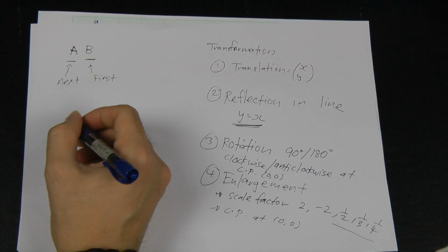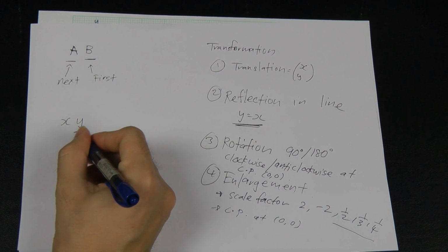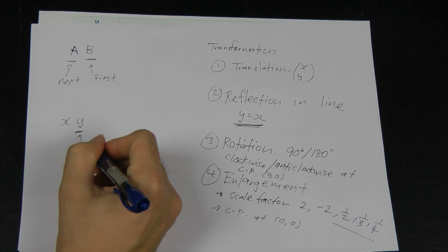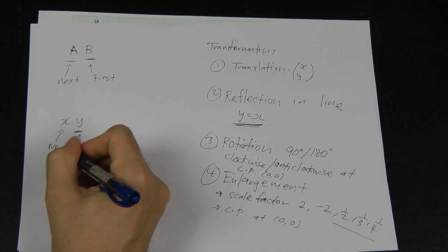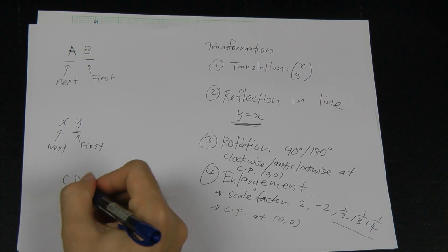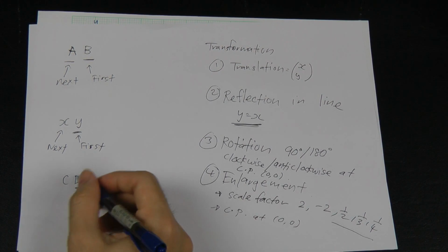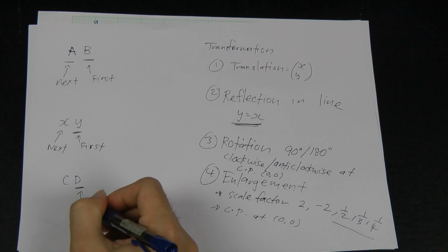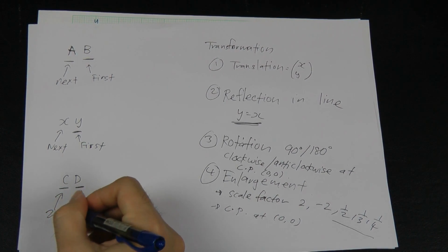So for example, if you have X and Y, this one is a transformation. So you always perform Y first, then only you perform X. So this one will be your next. If you have C and D, you always perform this term first. So you always perform D first, then only you will perform C.